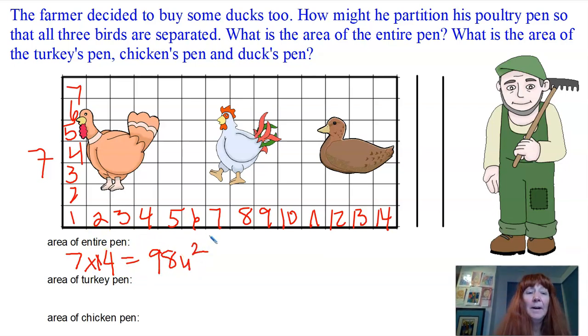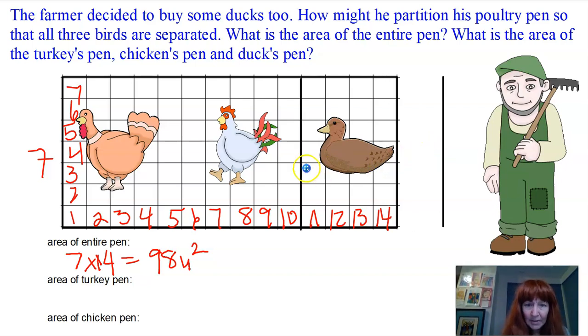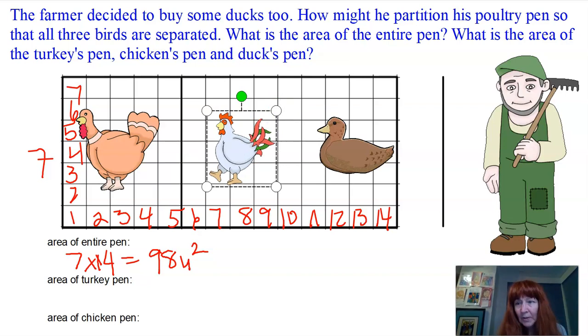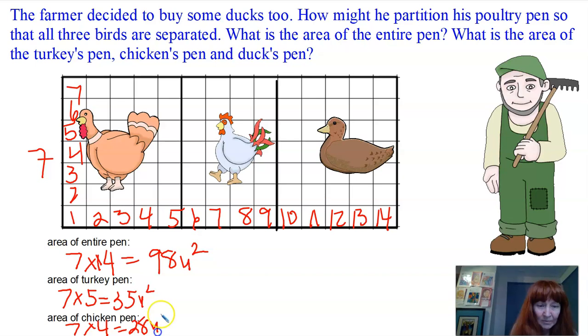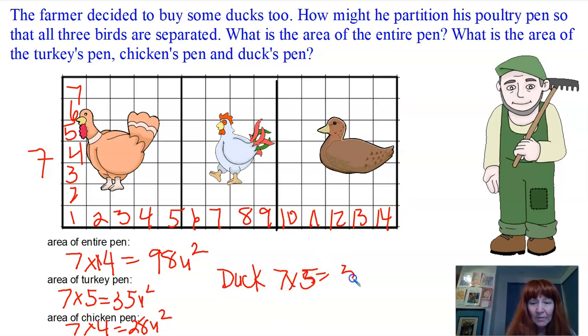Okay, so this time we've got to separate the 3 birds. Again, there are different ways that I could do this. Which one do we think needs more space? Well, let's take the turkey and give it 5 spaces. And then maybe the chicken is a little smaller, and maybe the chicken only needs 4 spaces. 1, 2, 3, 4, which means there are 5 left over for the duck. So this time the turkey pen is going to be 7 times 5 equals 35 units squared. The chicken gets 7 times 4, which is 28 units squared. And then for the duck, I also gave it 5, so 7 times 5 equals 35 units squared.